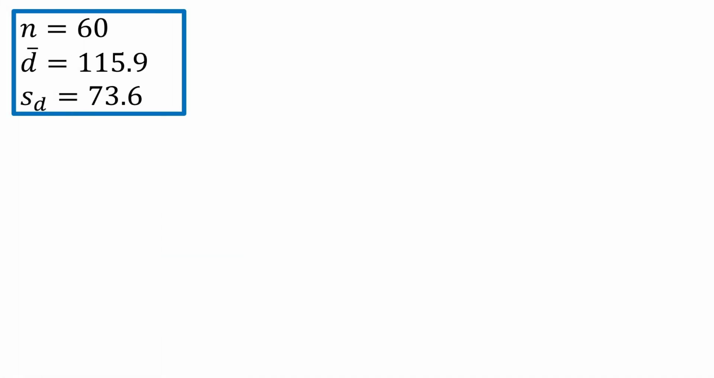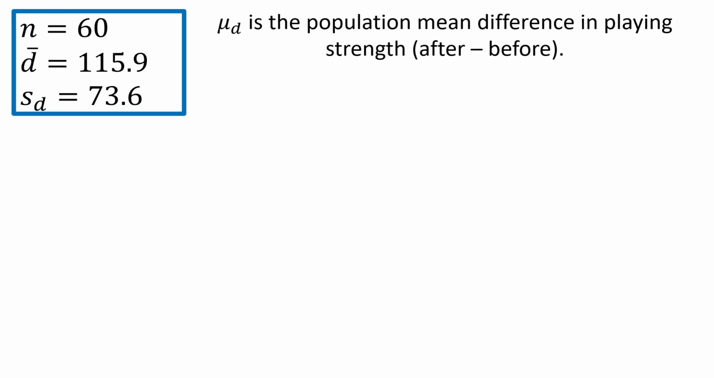So here's our data. Again, the parameter of interest is the population mean difference in playing strength after attending chess camp minus before. And the reason I'm putting this there is because in a minute we're going to need to interpret our confidence interval, and knowing what the parameter of interest is can help you do that.